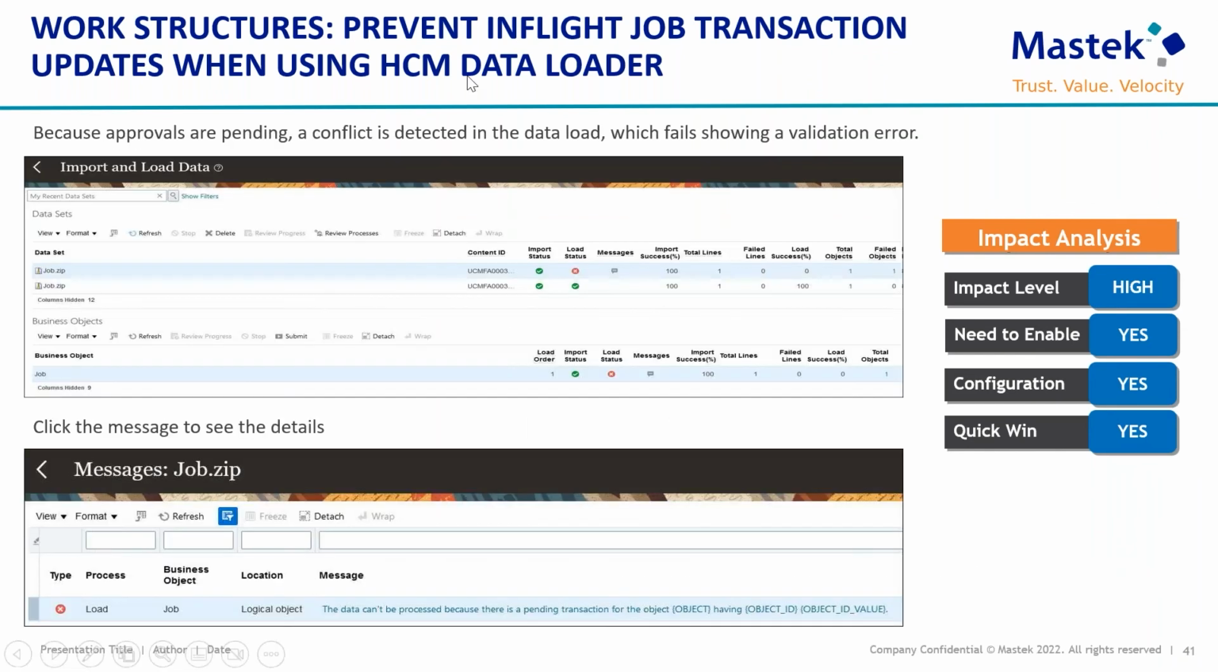So what happens is when you upload the data using HDL, it gives you an error this way. The load status will go into error because the approvals are pending. You can click the message and see the details of what exactly the error is. Usually it comes as: it cannot be processed because there is a pending transaction for the object.